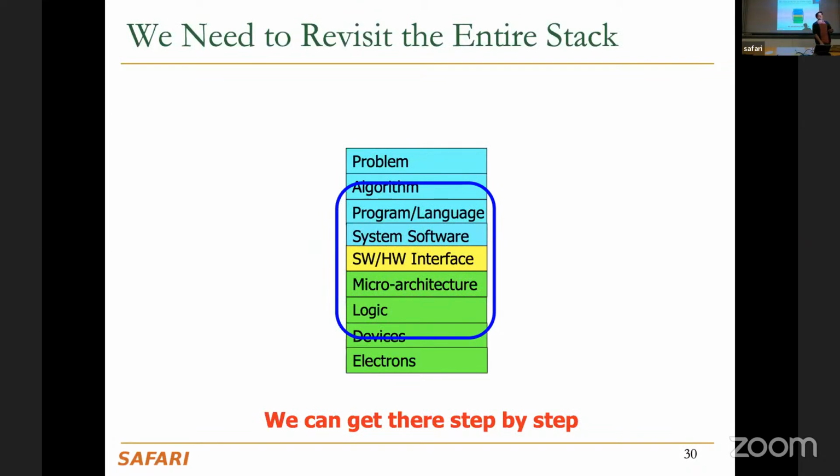If you really want to create intelligent architectures and intelligent computing systems, then it makes sense to revisit the entire computing stack. This spans from the problem idea and the algorithm to the devices and the electrons themselves. In between, we have all these different layers: programming language, system software, the hardware-software interface or the instruction set architecture, microarchitecture, logic, etc. So if we really want to create more intelligent systems, we will have to change all these different layers.